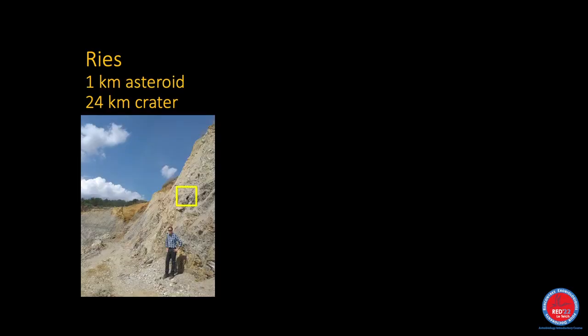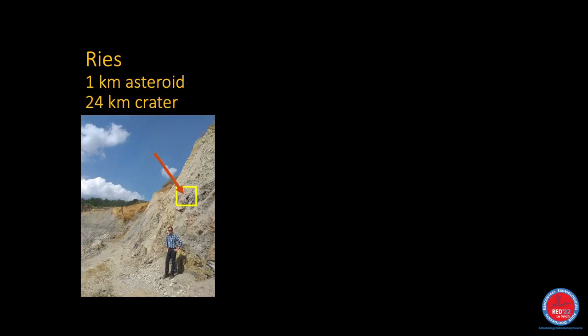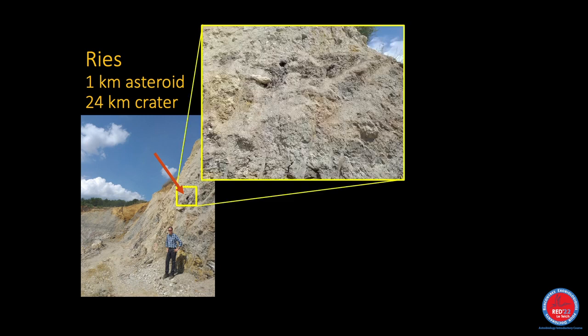What about slightly smaller asteroids? So here is the site, the Ries crater, the one that is related to this nice rock here that you will be able to look at later on. The Ries crater was caused by an asteroid about 1 kilometer in diameter. The crater is about 24 kilometers in diameter and 14 million years old, so a long time ago.